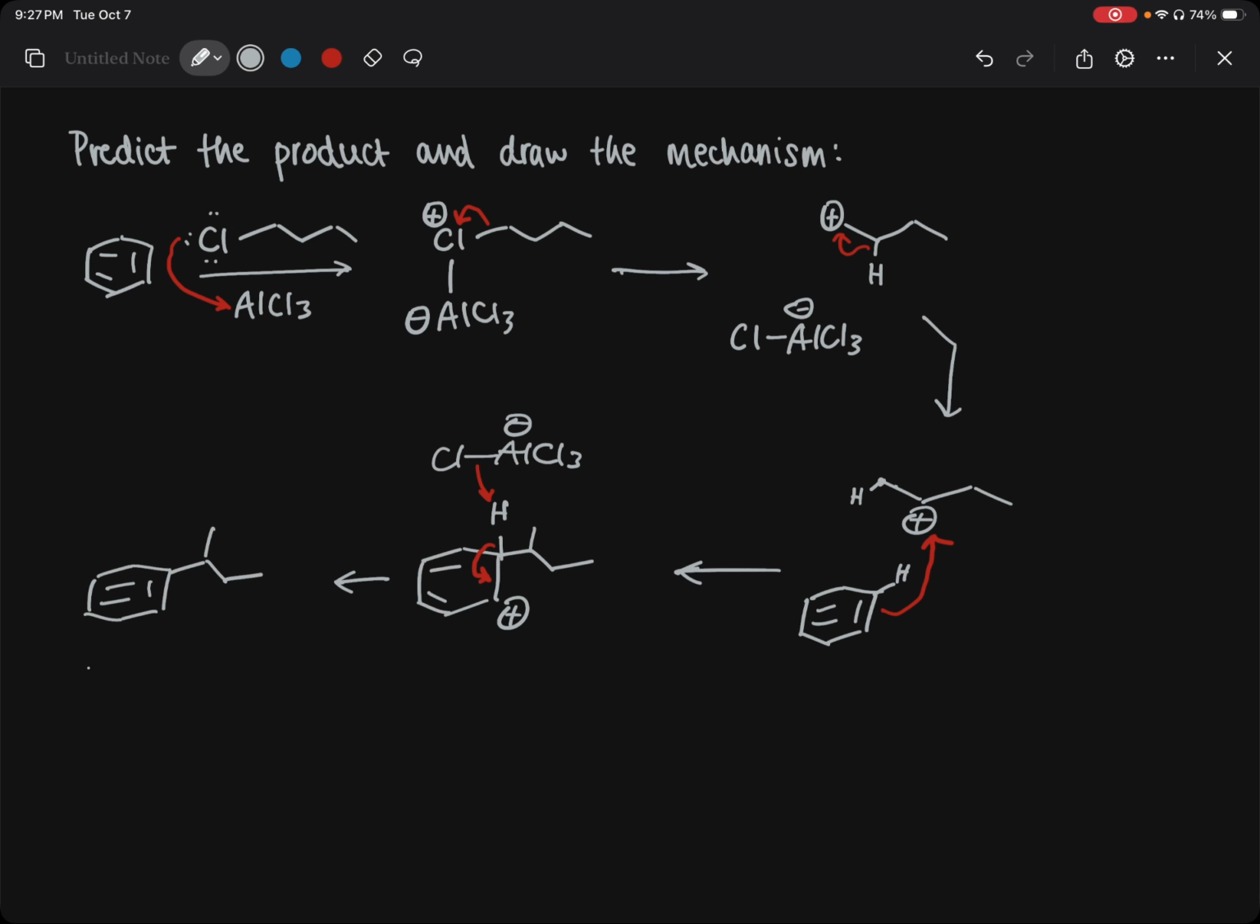And as side products here, we're going to get HCl, hydrochloric acid or hydrogen chloride gas, which is going to come from this chloride grabbing the hydrogen atom there. And then we're going to have the remainder of that aluminum chloride, AlCl3, catalyst regenerated. And there we go. That's the mechanism for a Friedel-Crafts alkylation reaction.